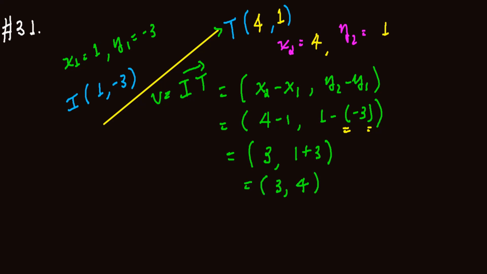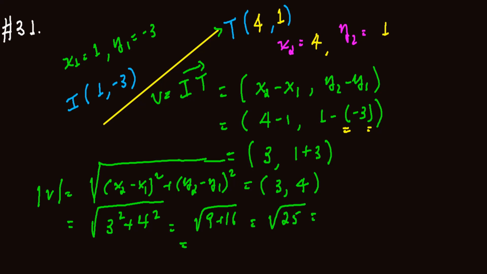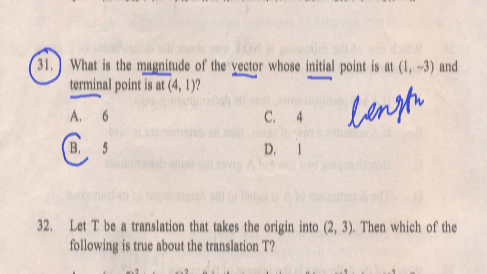And the length of this vector, the norm of this vector, is given by the square root of (x2 - x1) squared plus (y2 - y1) squared, inside the square root. Already we have calculated x2 - x1, which is 3, and y2 - y1, which is 4. So you square: 3 squared is 9 and 4 squared is 16. Finally, you get the square root of 25, which is just 5. So this is your answer, and our answer is choice B.